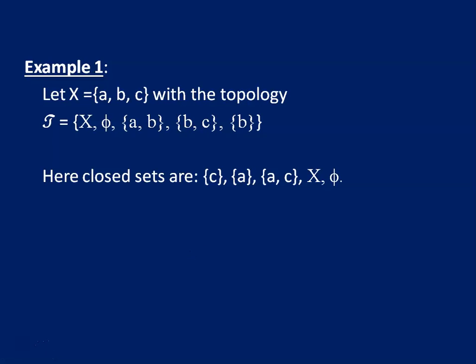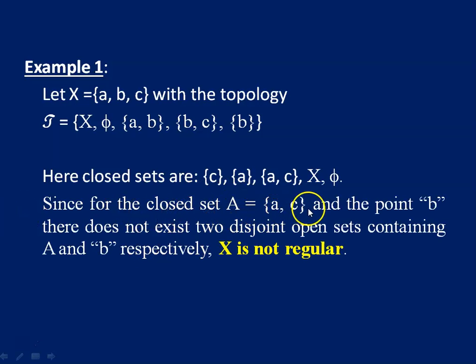Now we have to check whether this topological space satisfies the condition of regularity or not. Let us take the closed set {a, c}. We consider this closed set and a point outside it. Here we have the point b, which is not in it. Do there exist two disjoint open sets which separate this closed set from the point b? That doesn't exist, because the only open set in this topological space which contains {a, c} is the whole space, but this whole space also contains the point b. So we cannot find two disjoint open sets in this topological space which separate {a, c} from the singleton point b. So this space is not regular.